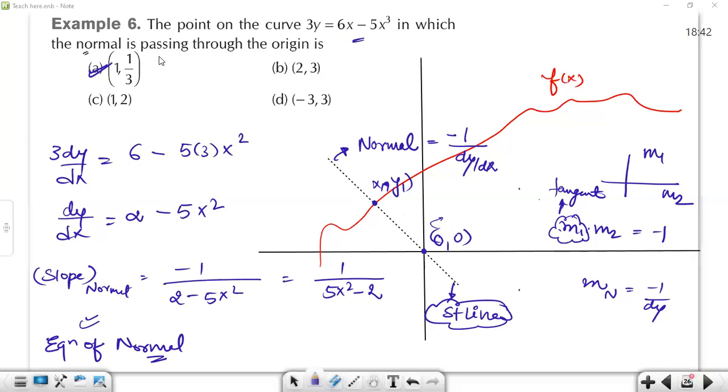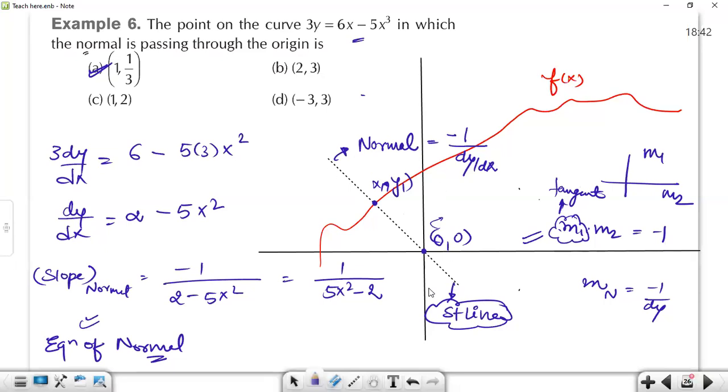So let me recap what we have done in this question. First we understood what the question is saying: this is a curve equation which is given to us, and there is a normal to the curve which is also passing through the origin. So now there is a straight line and there is a curve. Then we found the slope of this straight line using our formulas, which I have already taught in the earlier classes, and I also repeated here.